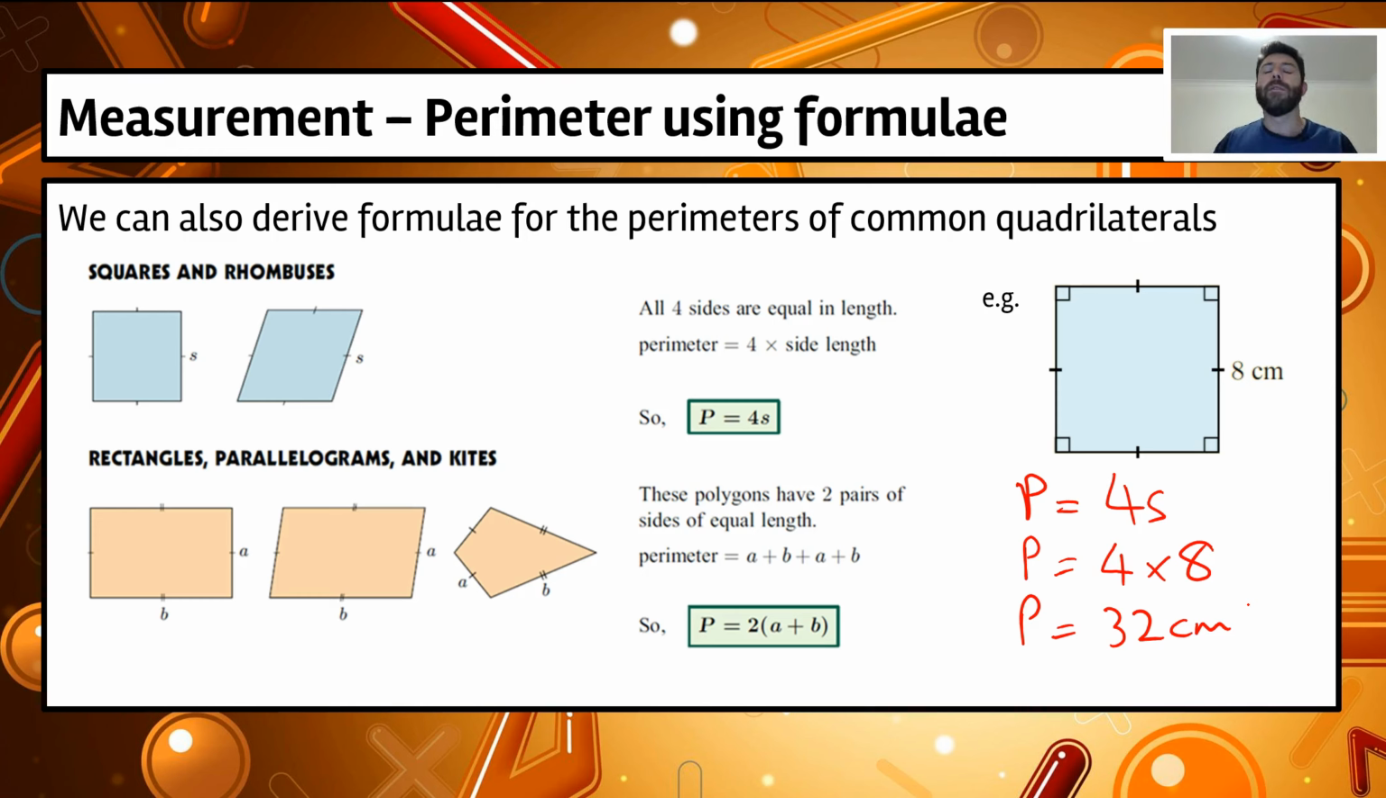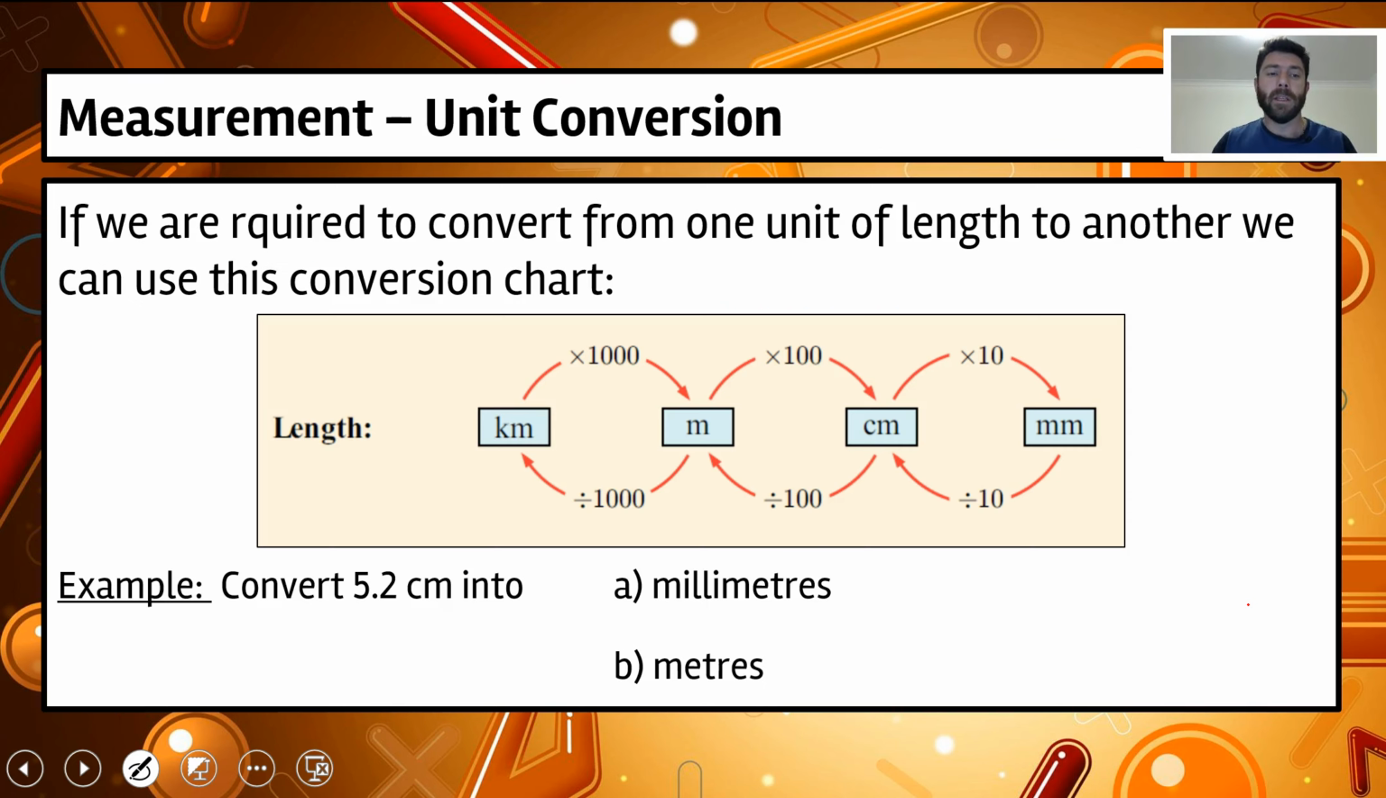With perimeter, we're looking for the length around the outside of a boundary. In some cases that might just be a simple shape. If we've got a combination of shapes, then we start calculating the distance around those particular shapes.